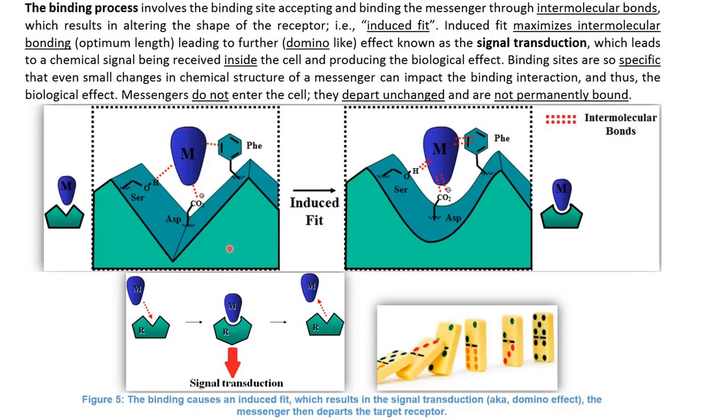Notice that the messengers do not enter into the cell. They only bind to the surface, and then they leave the receptor unchanged and don't stay bound permanently. We should also notice that the binding sites are so specific such that any small change in the messenger can affect the induced fit, and this can affect the signal transduction and can therefore affect the biological effects.